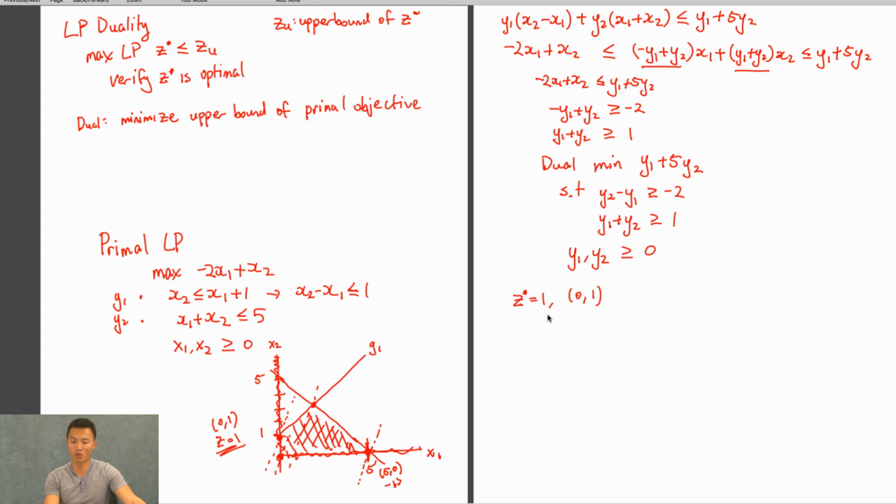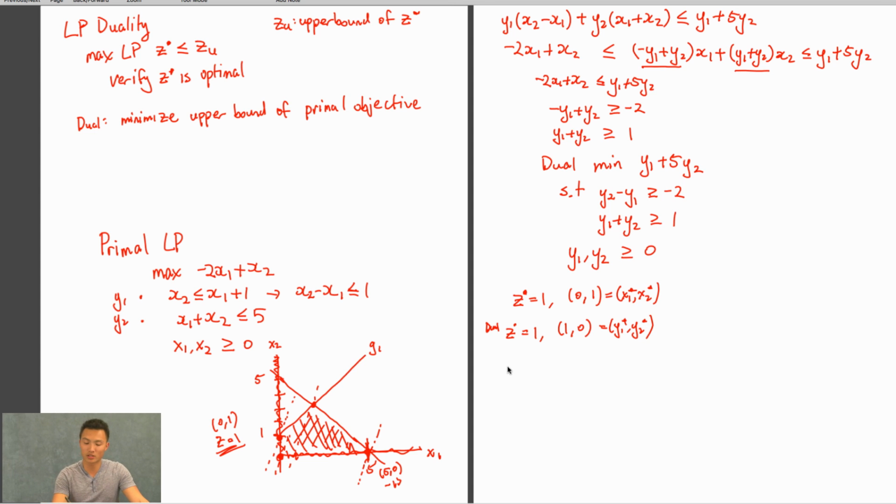Okay, so what if we minimize the dual? If we minimize the dual, we're going to see that the optimal value for the dual is also going to be 1, and y1 and y2 are going to be 1 and 0 respectively. So you can grab this out and you'll see the same thing. Here we have the optimal x1 star and x2 star. Here we have the y1 star and y2 star, right?